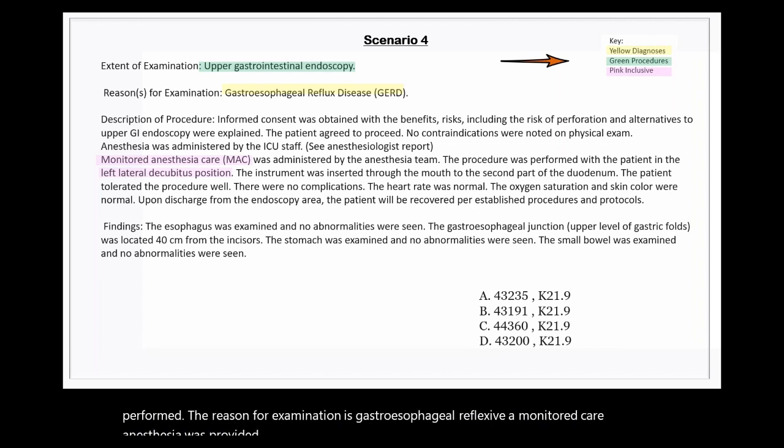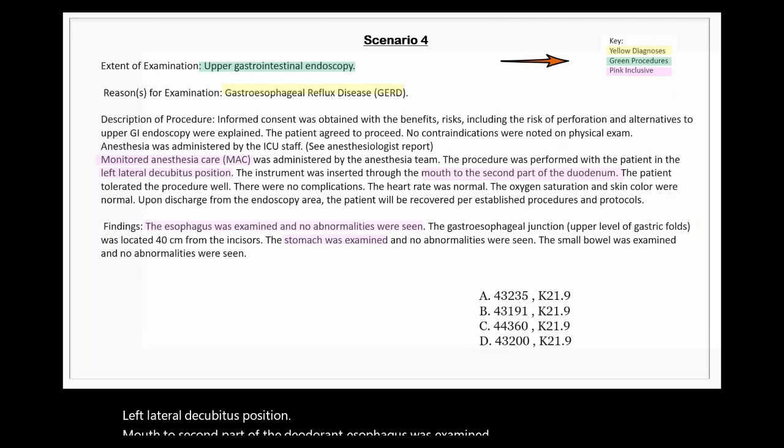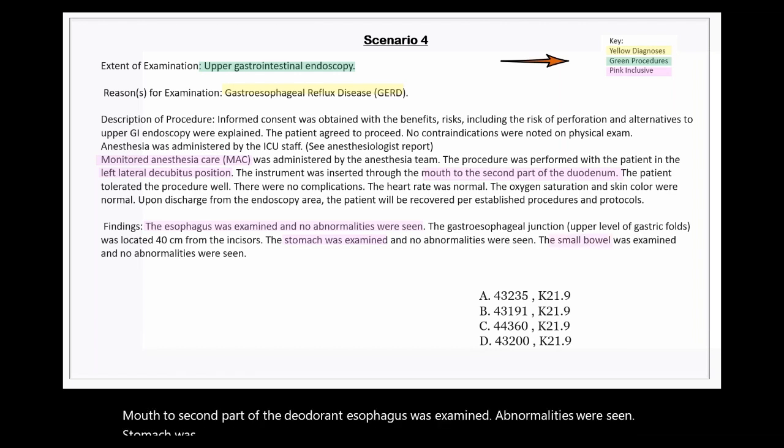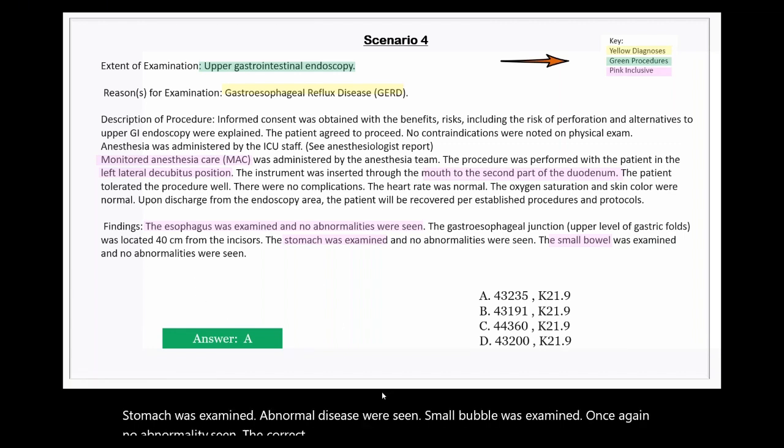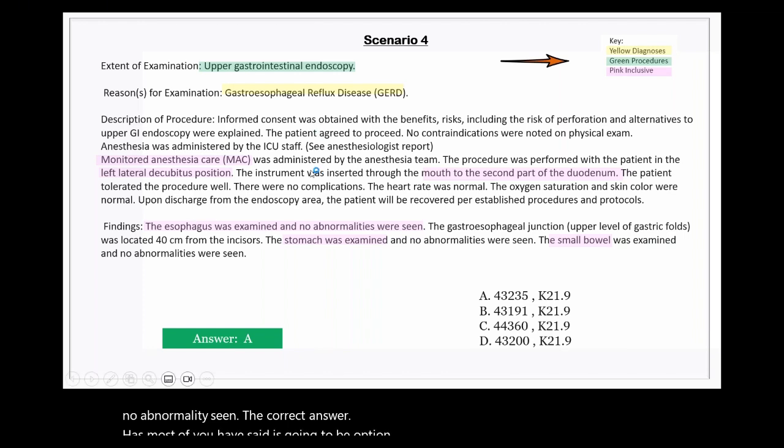Left lateral decubitus position, mouth to second part of the duodenum, esophagus was examined, no abnormalities were seen, stomach was examined, no abnormalities were seen, small bowel was examined. Once again, no abnormalities seen. The correct answer, as most of you have said, is going to be option A, CPT coding.